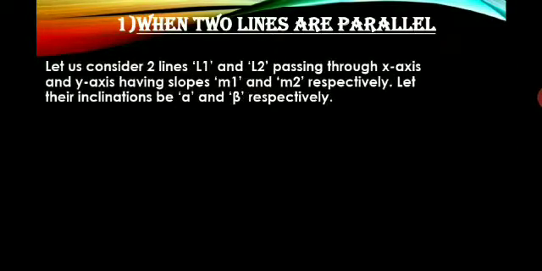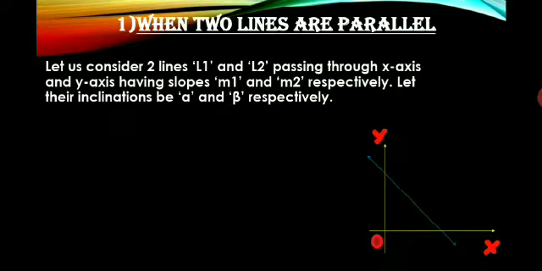When two lines are parallel, let us consider two lines L1 and L2 passing through x-axis and y-axis having slopes m1 and m2 respectively. Let their inclinations be alpha and beta respectively. Y-axis, the x-axis, origin, line L1 making an inclination alpha, line L2 making an inclination beta.